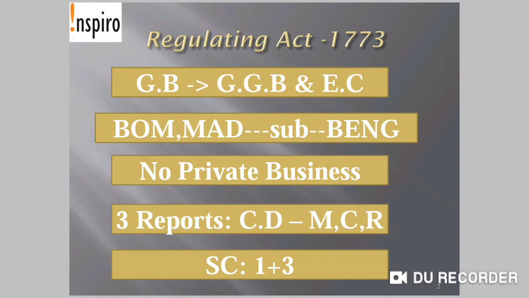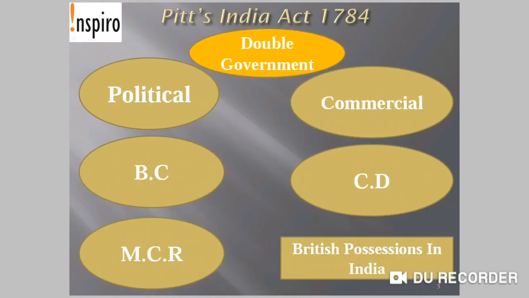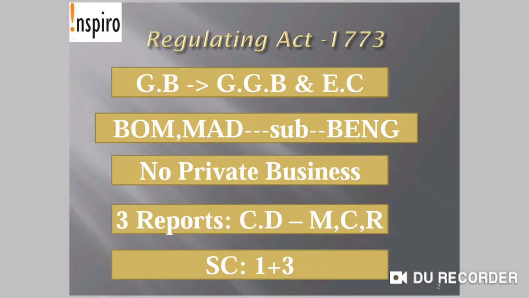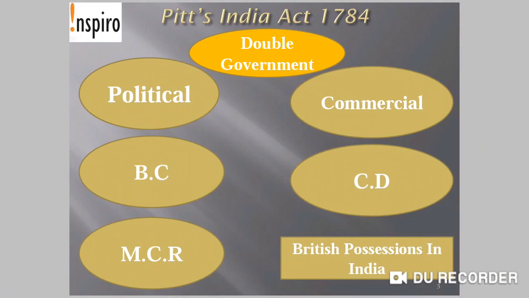Mainly, 3 reports had to be submitted by the Court of Directors, that is MCR, military, civil and revenue reports, separately to the British government. And a provision was there for establishing a Supreme Court with the Chief Justice and 3 other judges. These 3 reports were submitted by the Court of Directors.